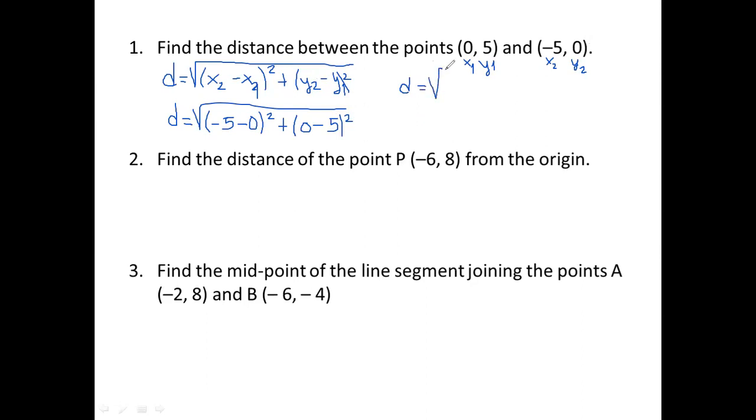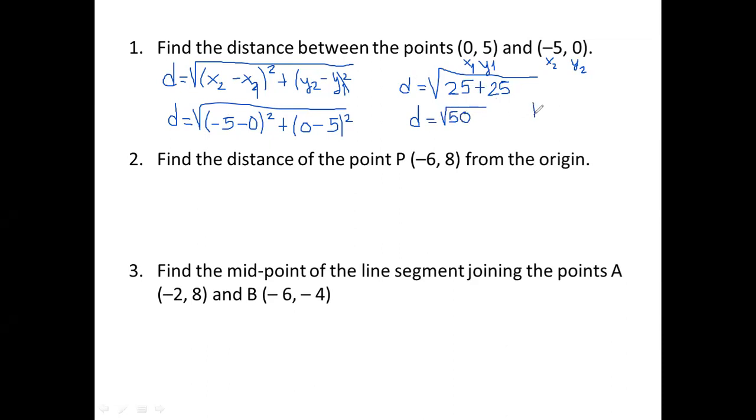So -5 minus 0 is just -5. When I square it, it's minus times minus, so the result will be plus, and -5 squared will be 25. Is this clear to everyone? Because the number is negative and it is squared. Again, we have the same thing for the second one: -5 squared, and that will be 25. So the distance d will be equal to the square root of 50.